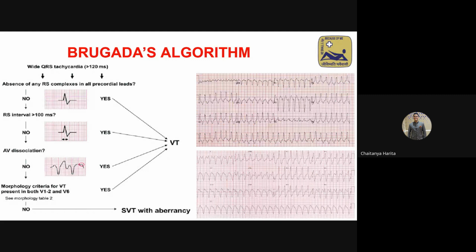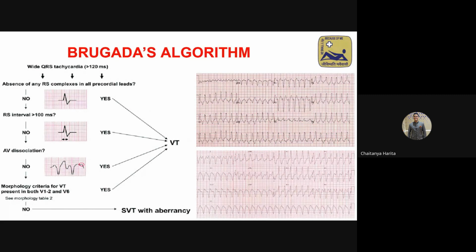We follow Brugada's algorithm. Now, there is Vereckei's algorithm, you have an American Heart Association algorithm, you have the Chinese algorithm, you have a Brugada's algorithm, you have a modified Brugada's algorithm. There are about 6 or 8 algorithms to follow. Now, this algorithm looks complicated because you need to look at the QRS, you need to look at an RS complex, an RS interval, AV dissociation to differentiate the two ECGs. And this is quite complicated.